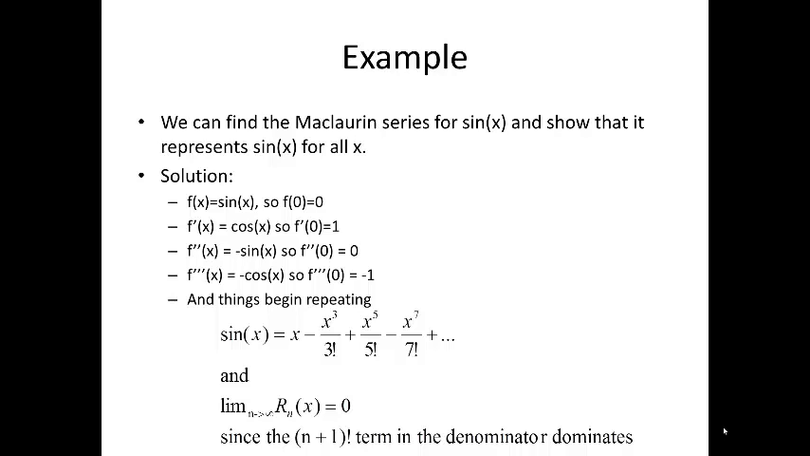And cosine of 0 is 1, so f triple prime, or the third derivative of f, evaluated at 0 is minus 1. And things begin repeating because the derivative of minus cosine of x is going to be positive sine of x. So we repeat these every 4. So sine of x can be evaluated as x minus x cubed divided by 3 factorial plus x to the 5th divided by 5 factorial minus x to the 7th divided by 7 factorial, and the limit of any remainder term is going to go to 0 since the n plus 1 factorial term in the denominator dominates the discussion here.